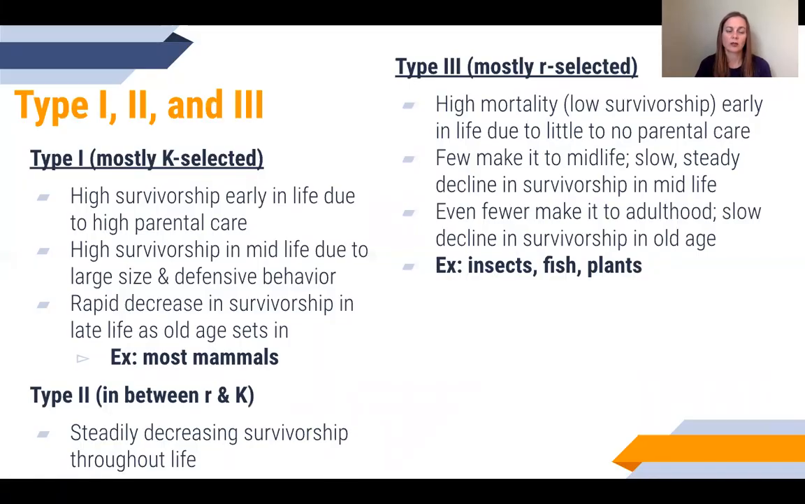So let's take a quick look. Type 1 is generally K-selected organisms. They have high survivorship early in their life because they have intense parental care. They also have high survivorship in midlife because they are generally larger animals. They're better able to defend themselves. And then late in life, that's when most of them die. That would be most mammals, particularly your larger mammals. And so that's our type 1, and the type 1 is going to be that curve.